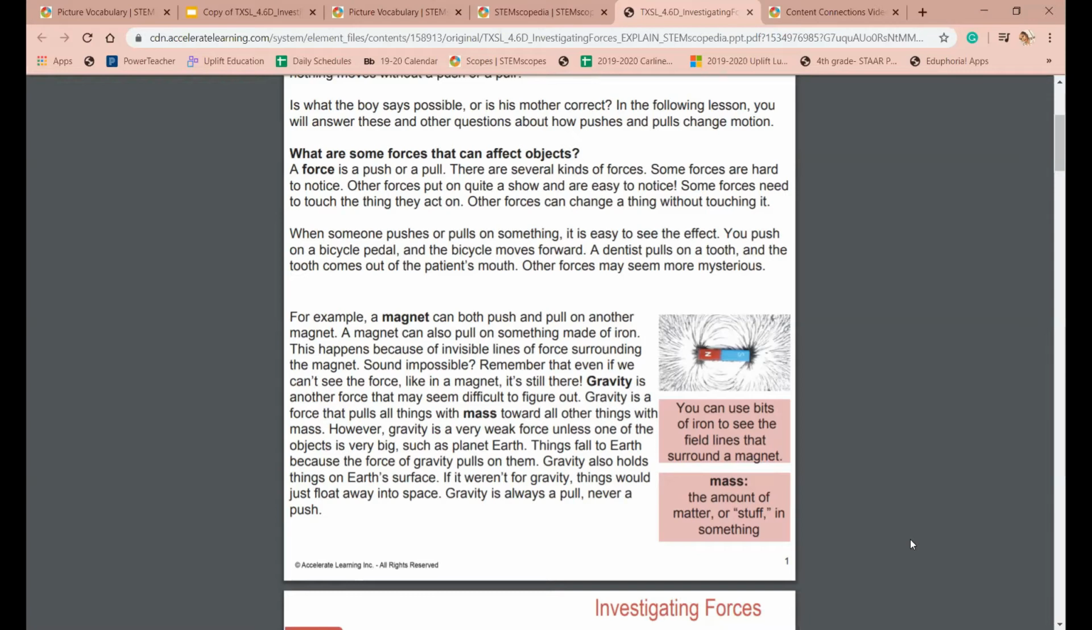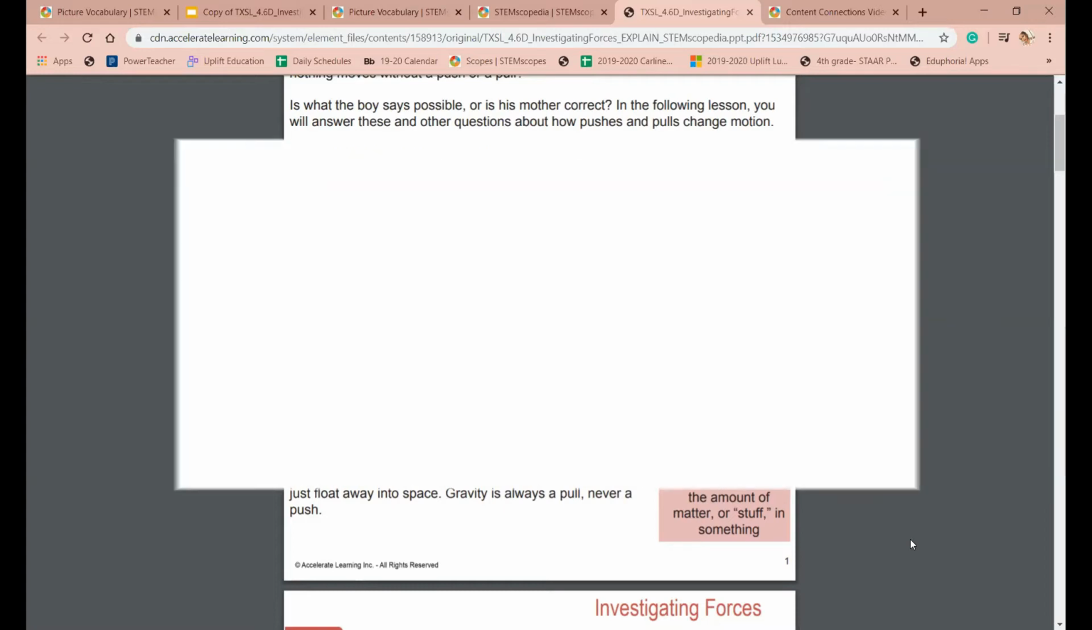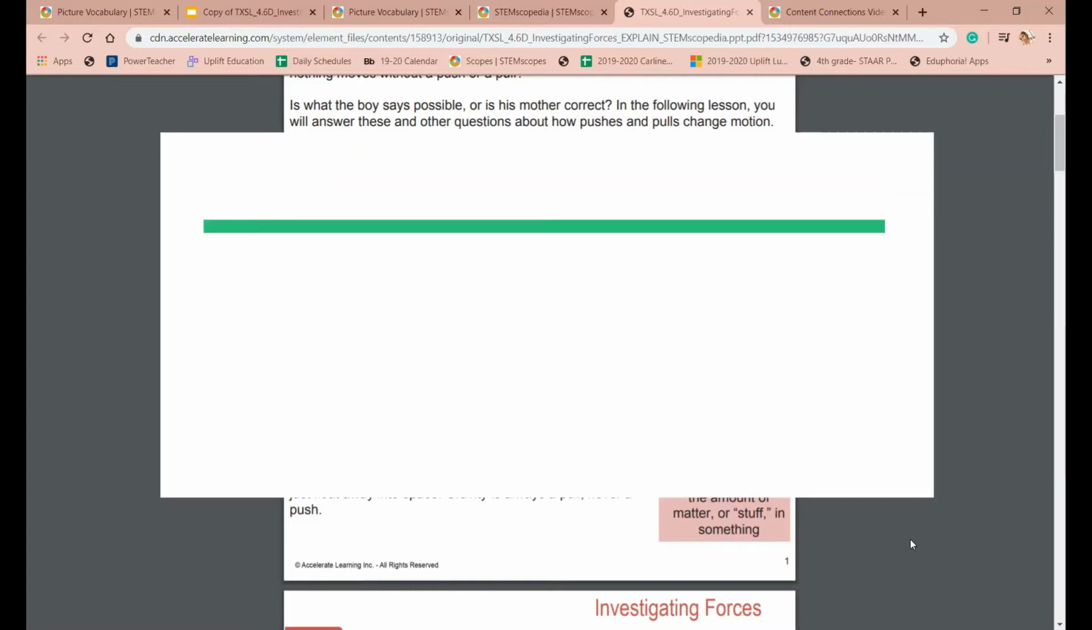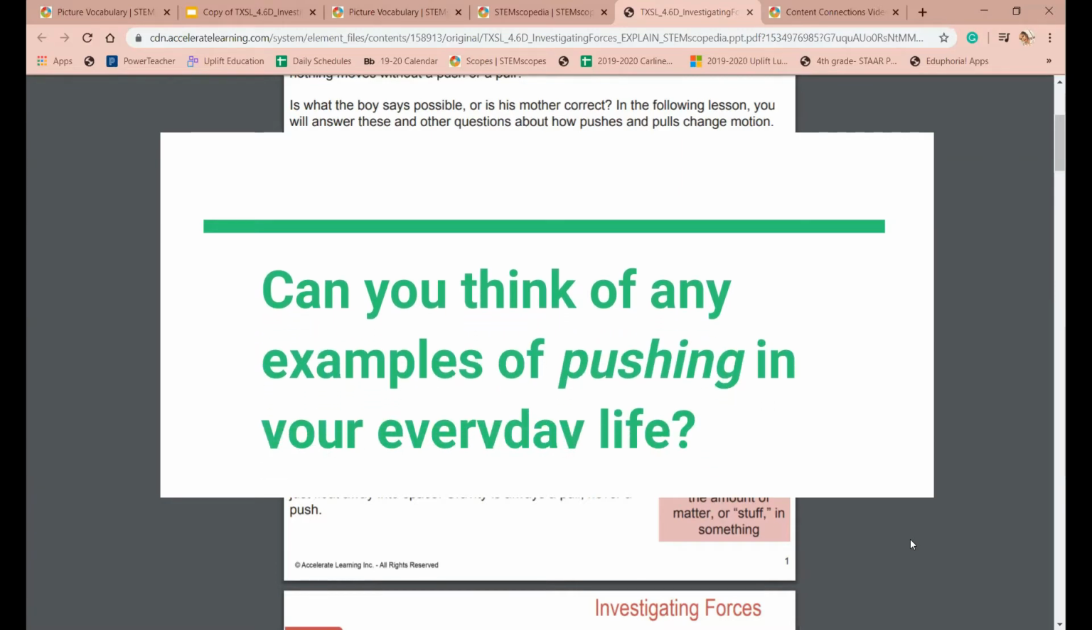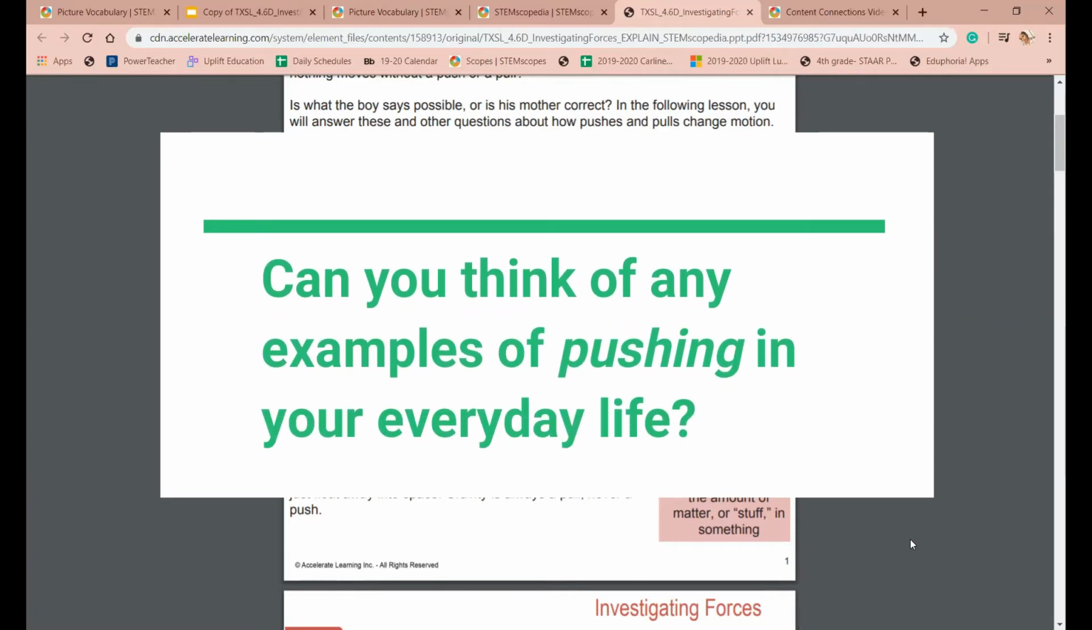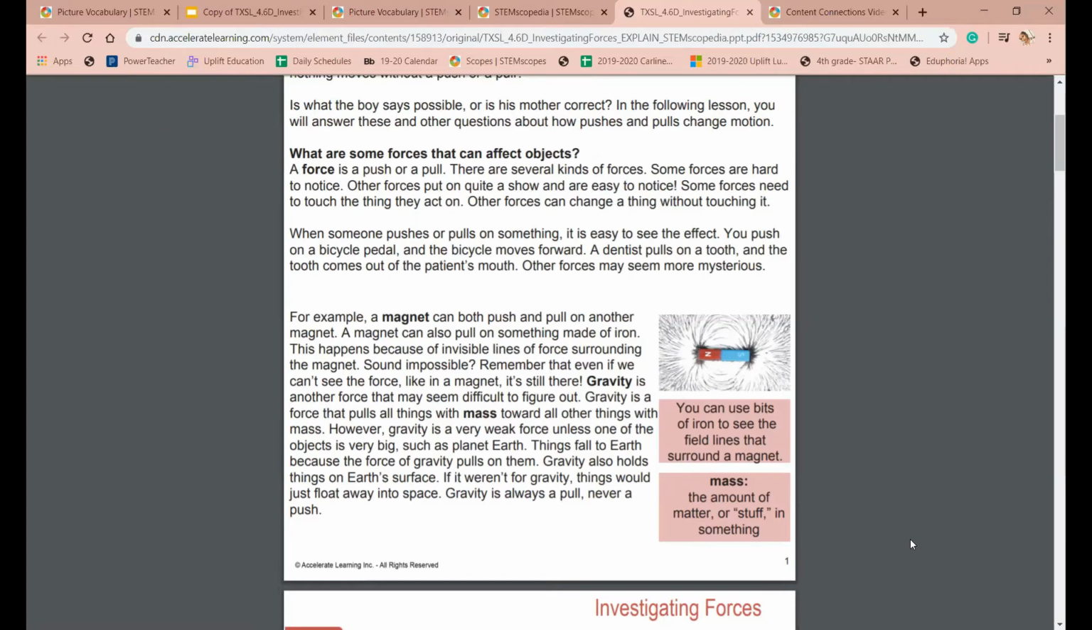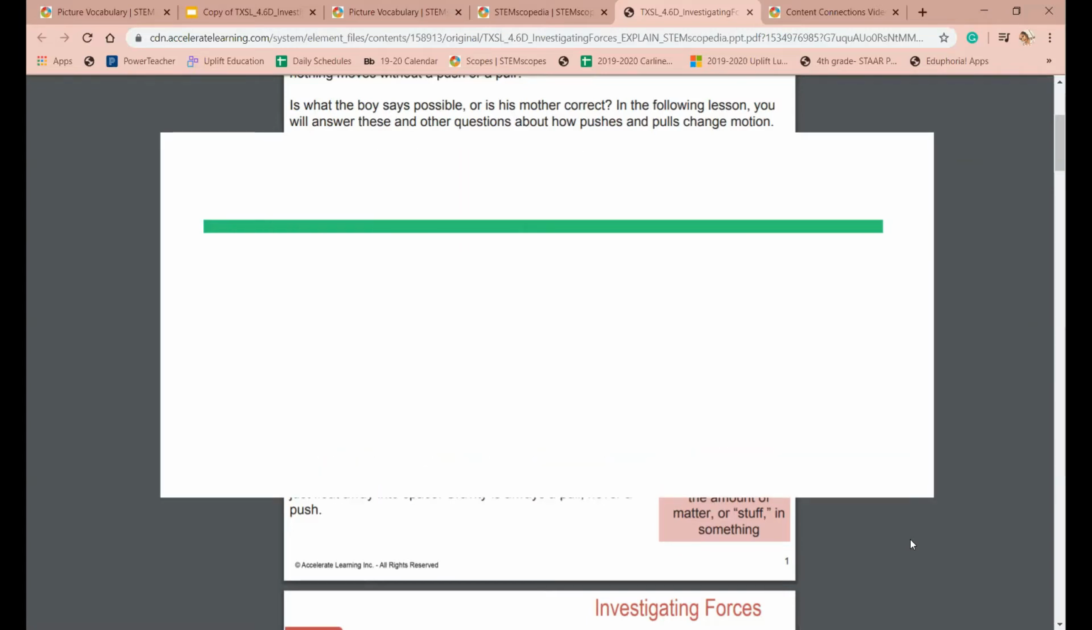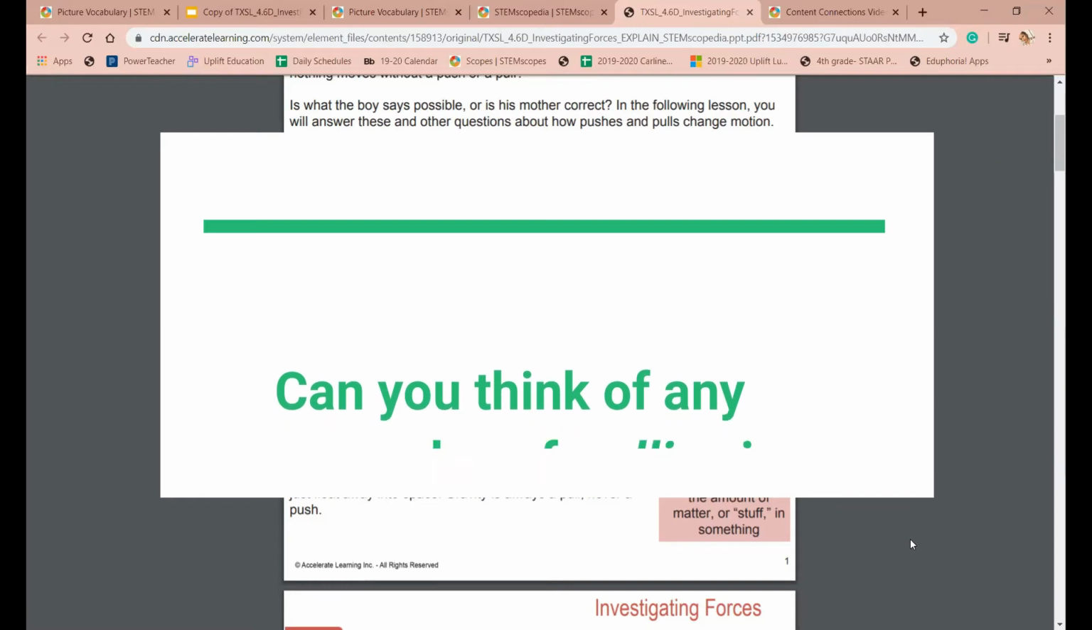So before we move on, pushing and pulling are both examples of forces. Can you guys think of any examples of pushing in your day-to-day life? Hopefully not pushing your brothers and sisters, but other examples of pushing. Go ahead and shout them out. Awesome. What about pulling? Can you guys think of any examples of pulling in everyday life?